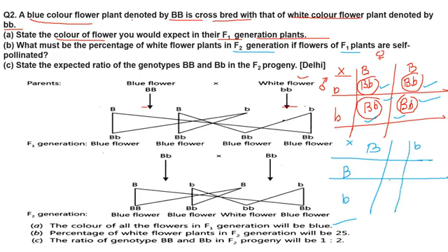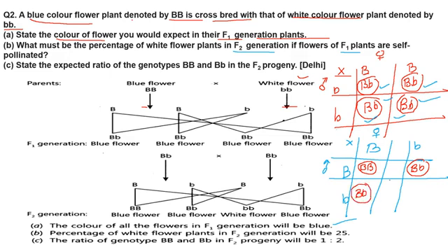You have to cross them, one from male, other from female. So what we are getting over here is capital B, capital B. This is a homozygous dominant. That means this is blue in color, and over here capital B, small b, heterozygous, but B is the dominant gene which is present in the progeny.